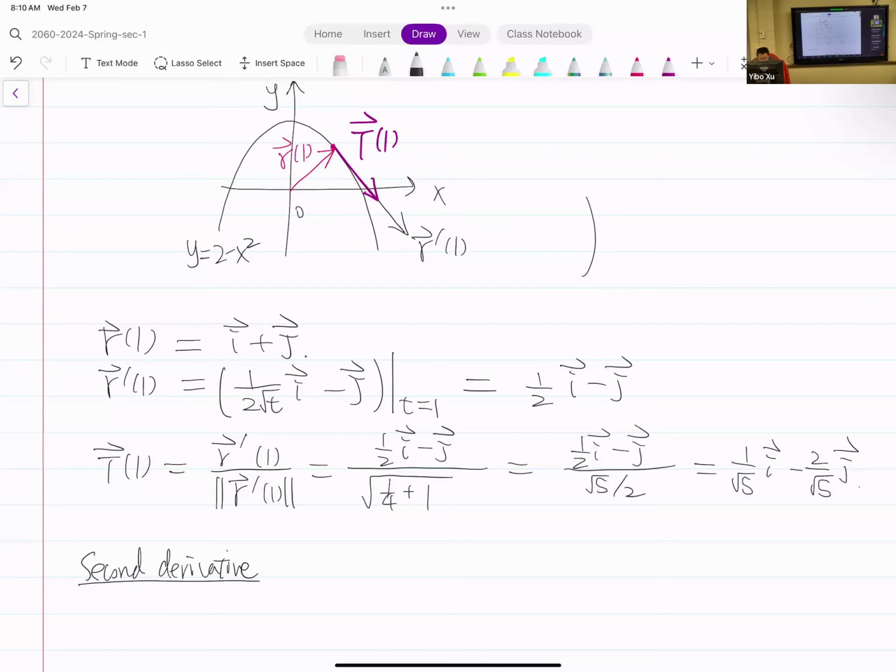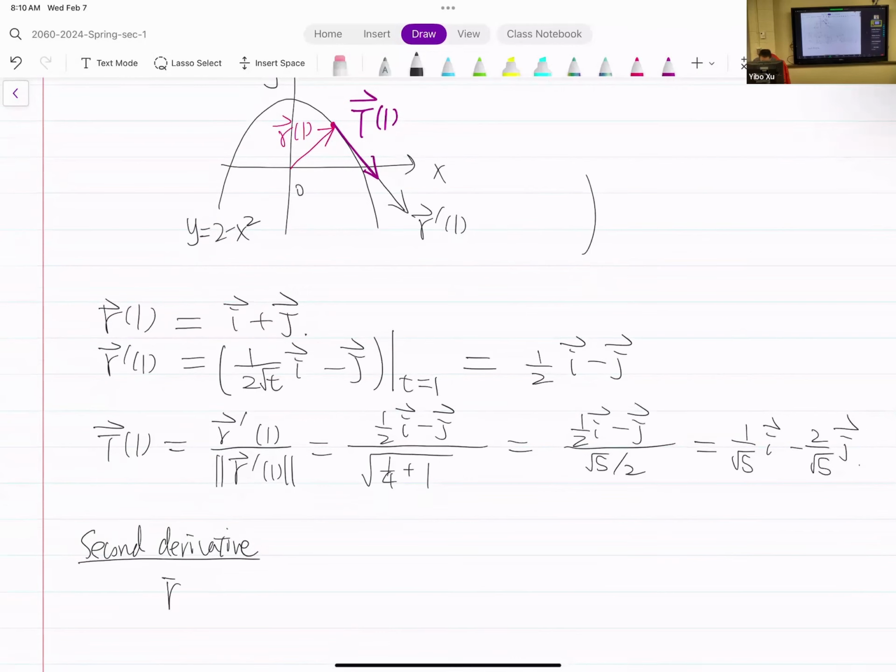So basically, if our derivative is the component-wise derivative for the space curve, then the second derivative will just be the component-wise second derivative. Okay. So r double prime of t equals... here we still assume that f, g, and h are the components. So it's going to be the component-wise second derivative: f double prime of t, g double prime of t, and h double prime of t.